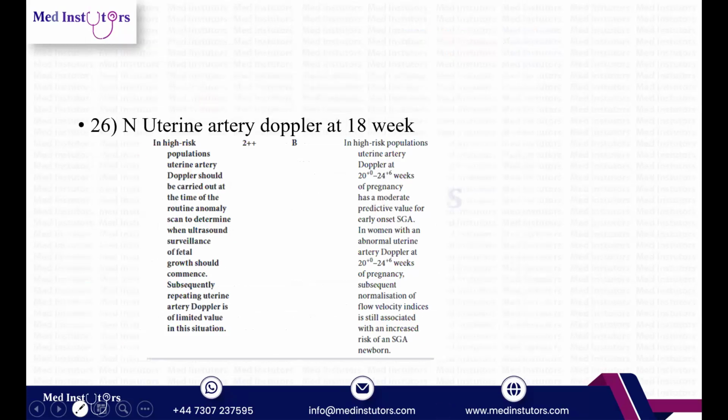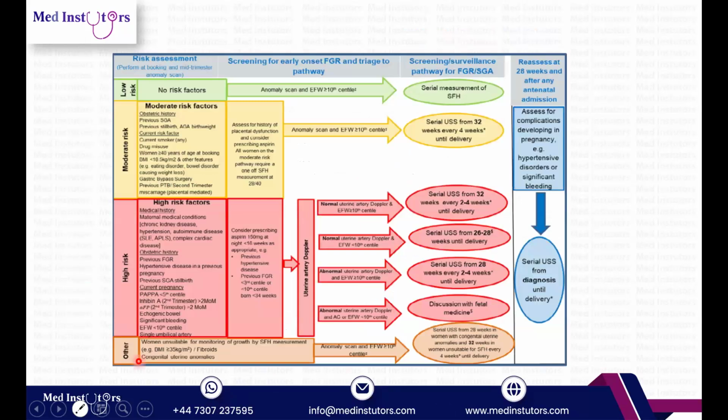So this is the latest guideline. It's been updated, and in the high risk population, they have a classification, right? They have high risk, moderate risk, and low risk. In high risk, what was our high risk? Echogenic bowel. It sits right here, right? In this, even one factor is present, you consider prescribing aspirin 150.